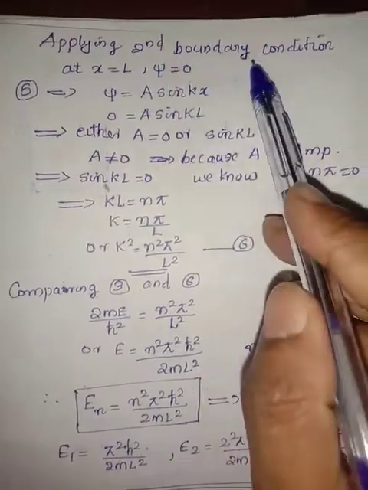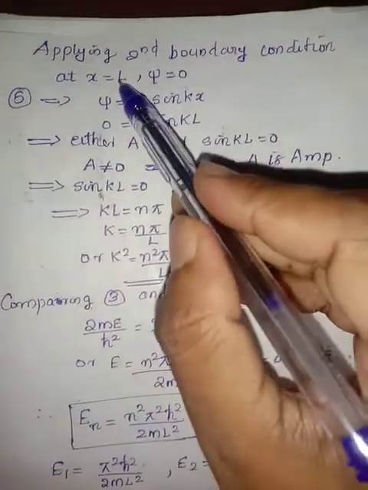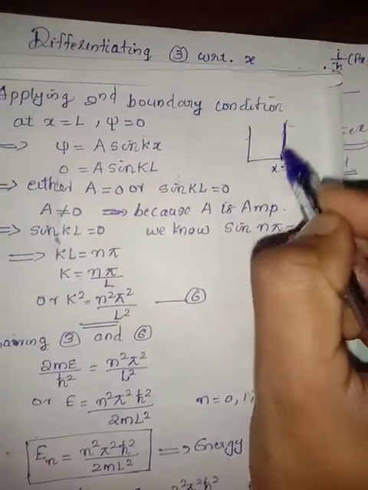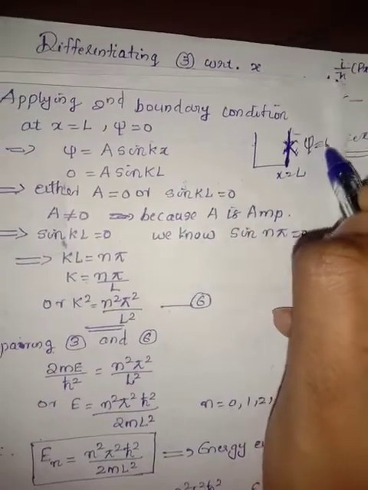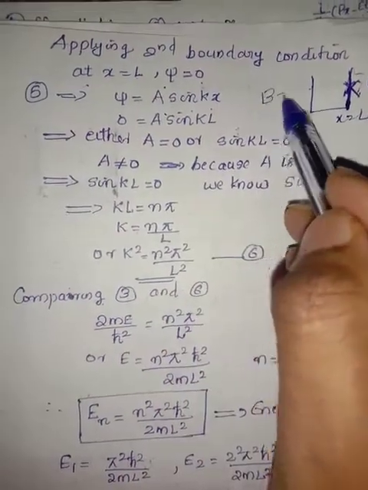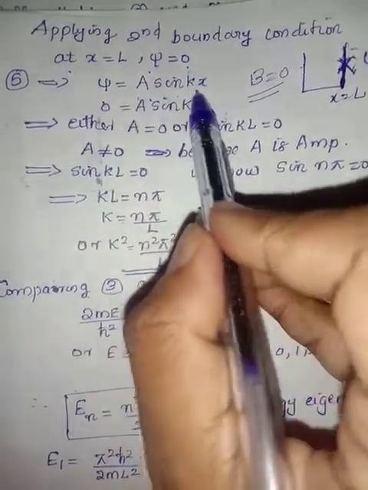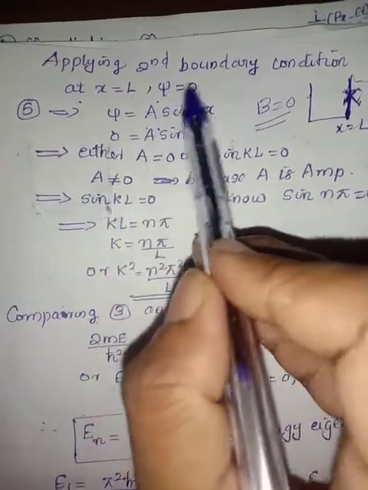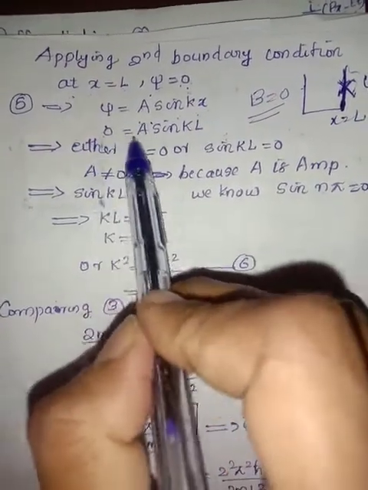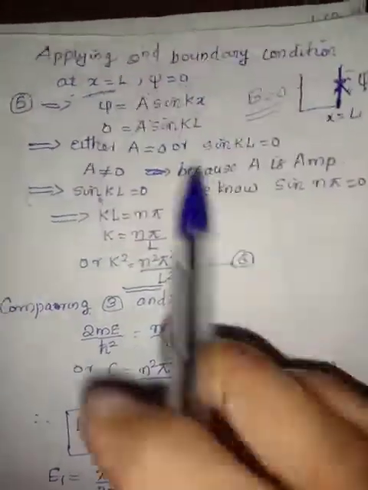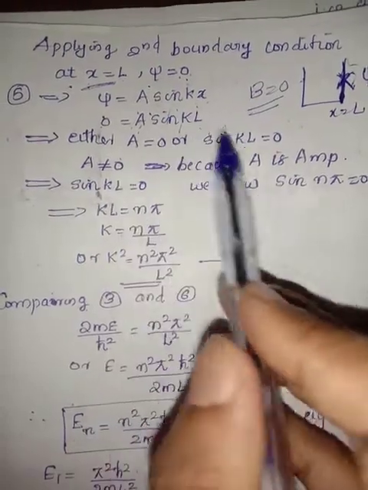Now we are applying the second boundary condition. At x equal to L, psi is equal to 0, because it is the second boundary and the particle cannot exist here. We have the wave function psi is equal to a sin kx, because b is equal to 0. Applying the boundary condition, psi is equal to 0, which is equal to a sin kL, which means either a is equal to 0 or sin kL is equal to 0.